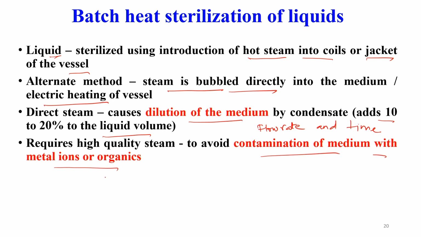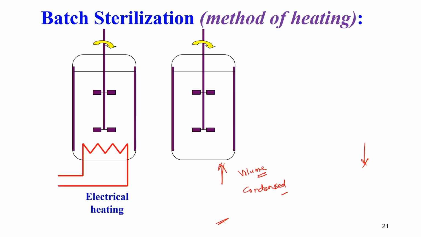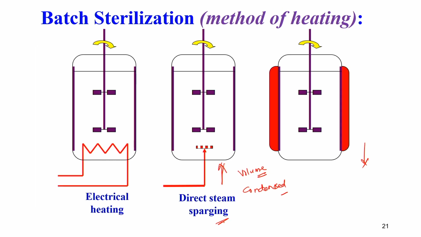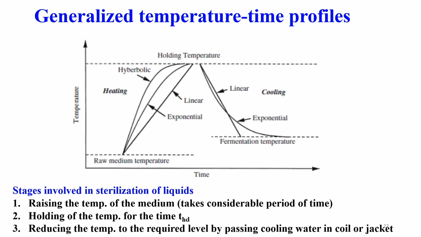And when you are directly sparging, then you need to really check the quality of the steam or condensed liquid. In particular it should be free from any foreign compounds, for example metal ions or other organics. This we have seen, there are 3 modes, and 3 modes means there are 3 steps.